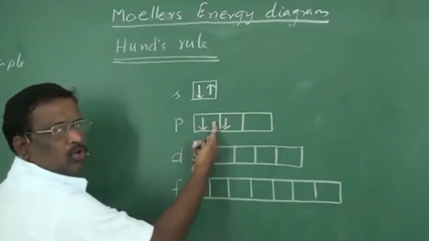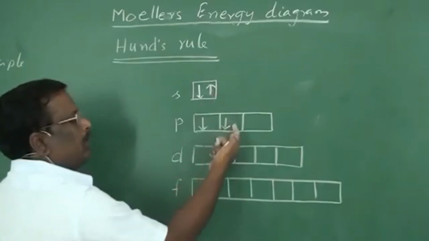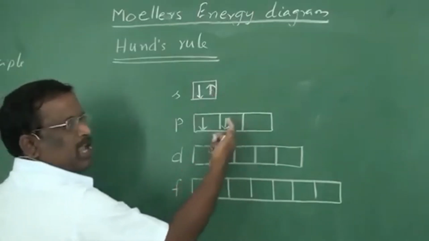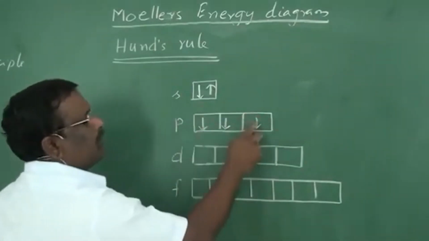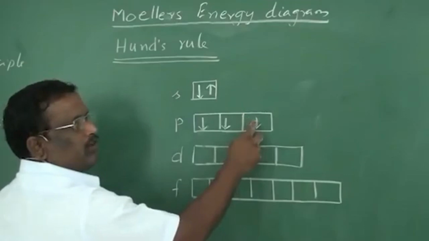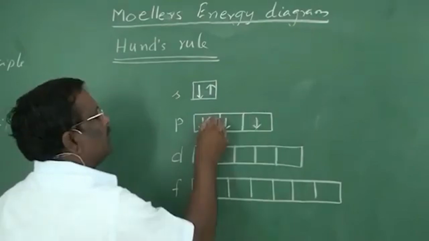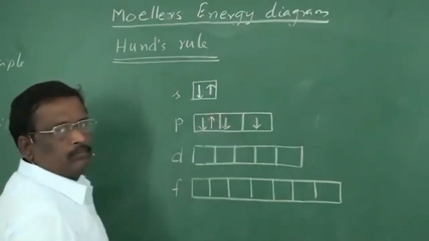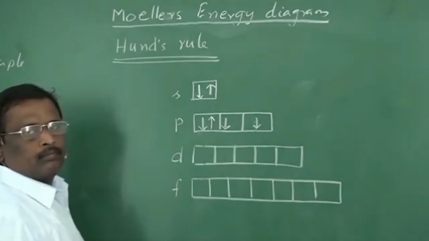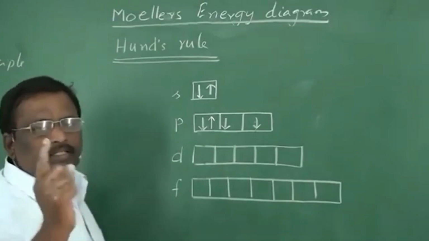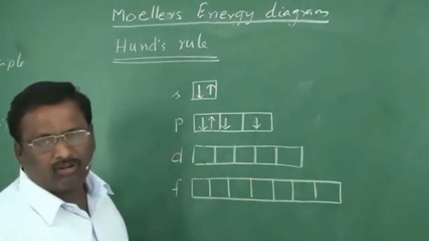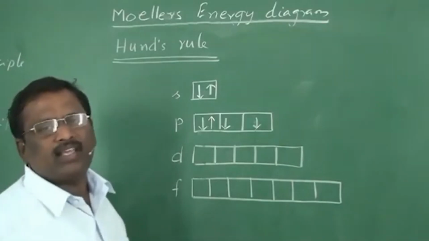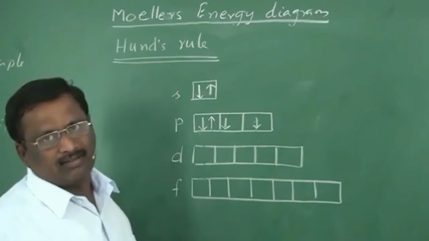Though there is a place for 1 more electron here, the pairing will not occur, unlike the s orbital, because of these available orbitals with the same energy. So the pairing is possible only when all these orbitals are filled. That means when 3 orbitals are filled with 1 electron each, then the 4th electron will pair up here. That means in the p sub-energy level, pairing will take place from the fourth electron. It is not possible for the second electron to pair with the first electron.